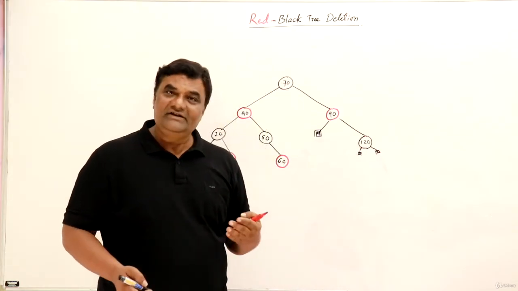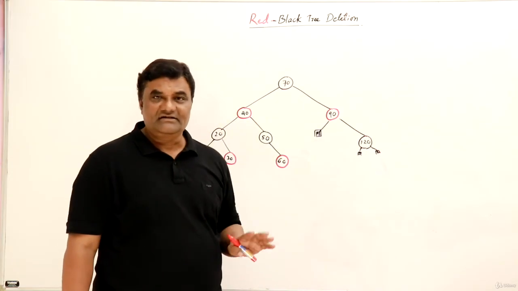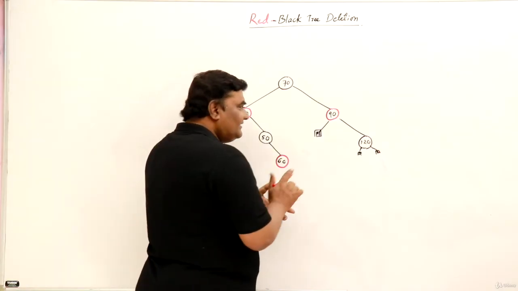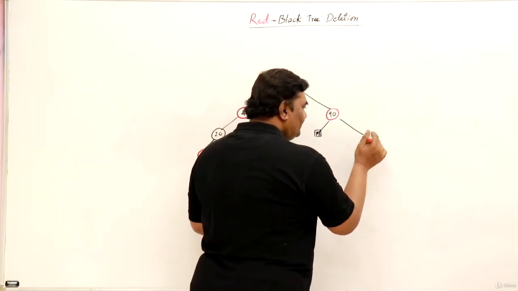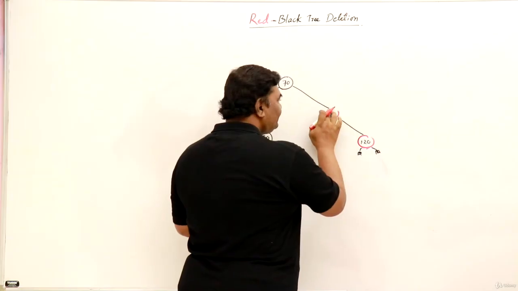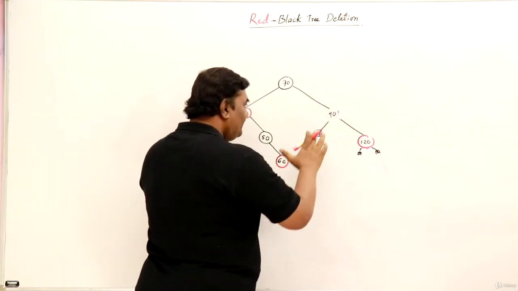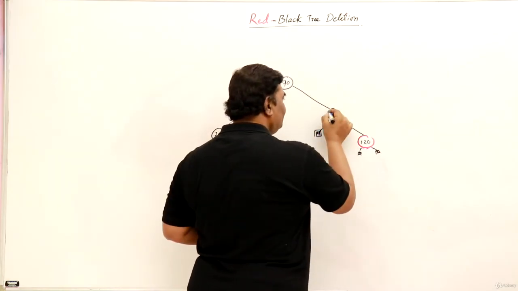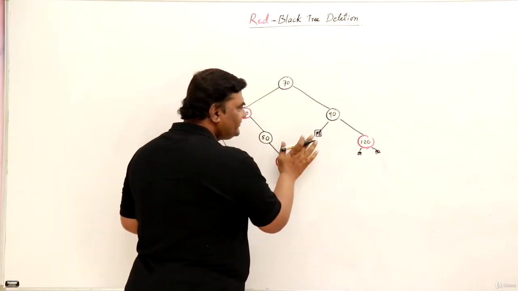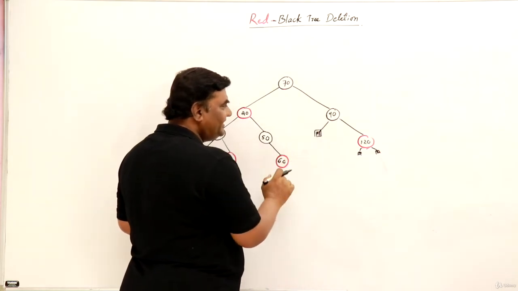So in this case, we recolor. Only in this case, we recolor. So how to recolor? Convert this 120 to red color. And this parent, which was already red, make it black. That's it. So this blackness is absorbed here.